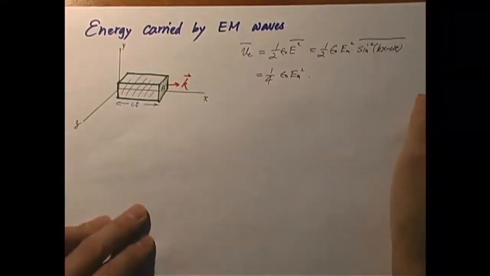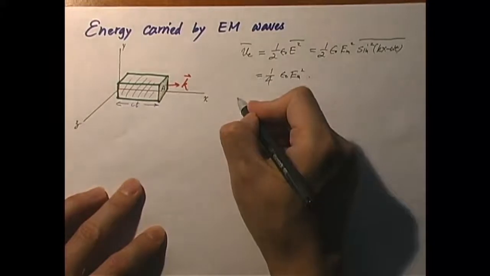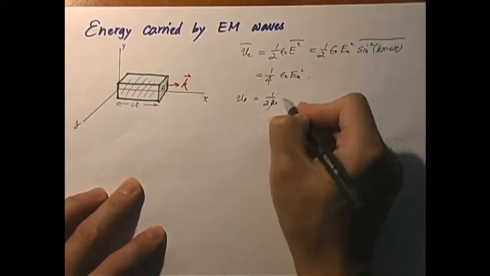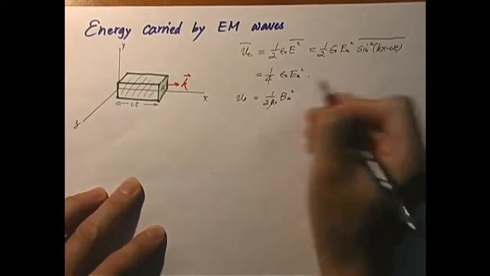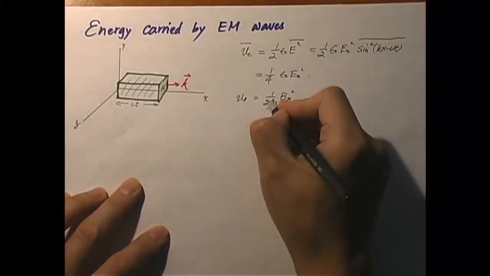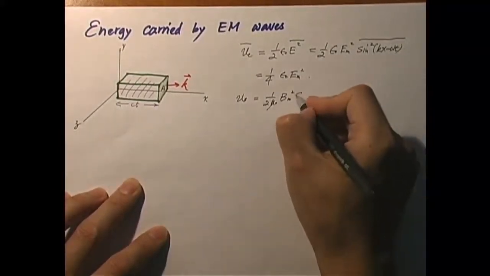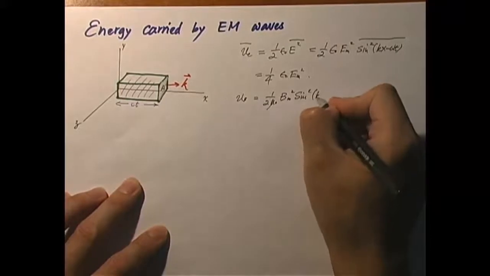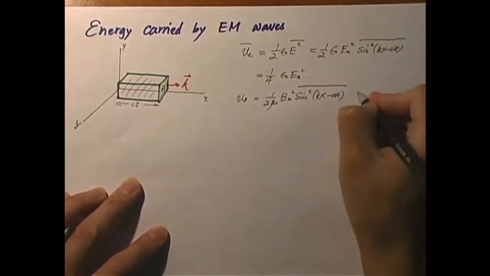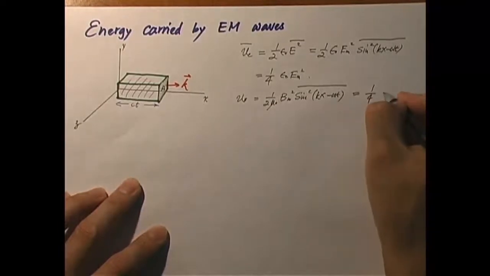Meanwhile, what about the magnetic energy? The magnetic energy density UB is equal to 1 over 2 mu naught B maximum squared, and then there is also sine squared of kx minus omega t, with the same exact average value of 1/2. So this is equal to 1/4 divided by mu naught, times B maximum squared.